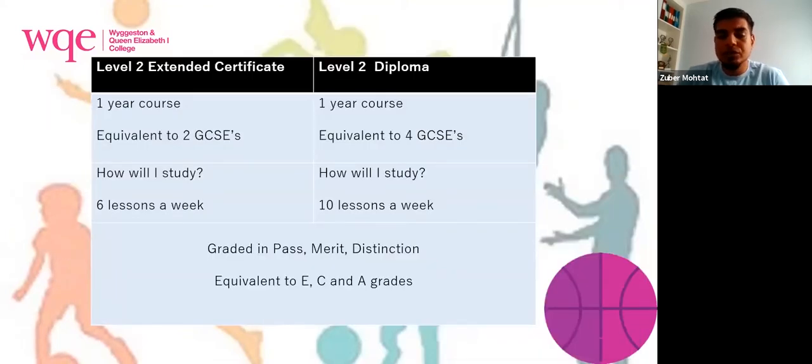There are two courses on the level 2 sports course. You've got the extended certificate, which is equivalent to 2 GCSEs. And you've also got the level 2 diploma, which is the bigger course of the two, which is equivalent to 4 GCSEs. There are 3 grade boundaries as well. So you get a pass, merit, and a distinction. Pass being the lowest grade boundary, distinction being the highest.